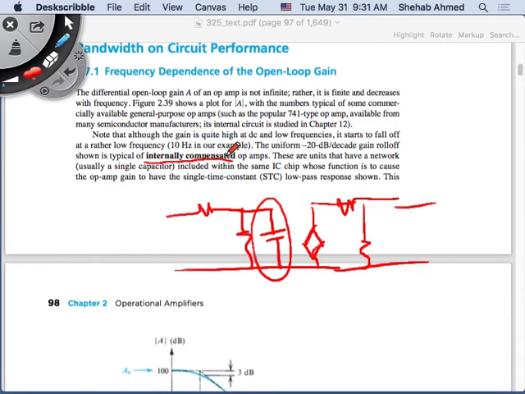So you are forcing the internal characteristics of the op-amp to have a certain low-pass filter characteristic so that you can deal with it. For example, for the 741, they tell you that the gain starts to drop at 10 hertz, and it drops at minus 20 dB per decade. As soon as you hear minus 20 dB per decade, it means that it's a single time constant circuit. Right? So that's what you're talking about here.